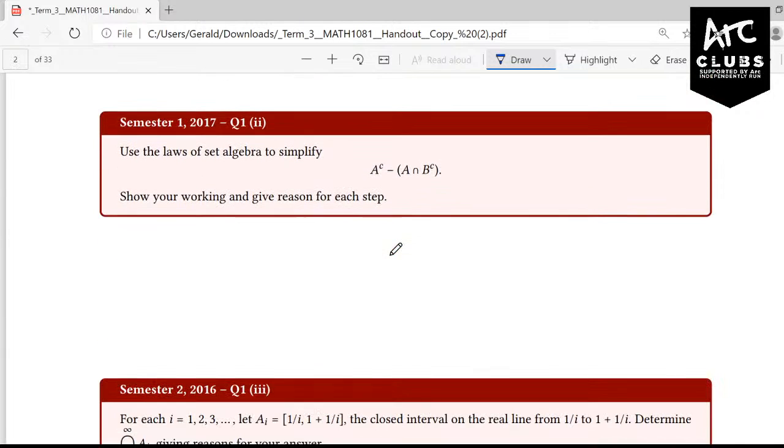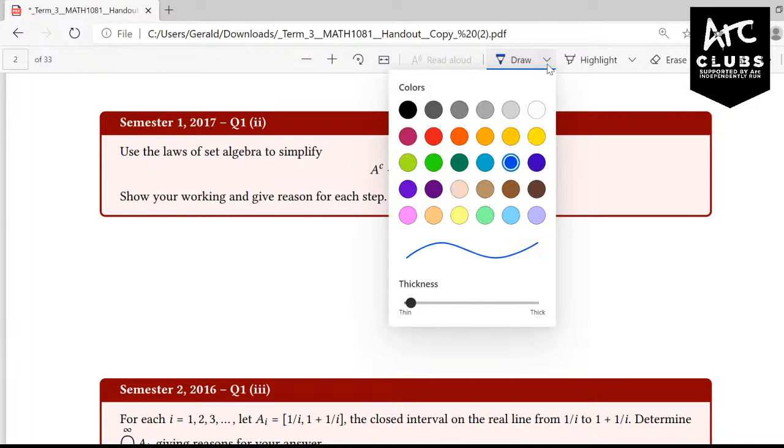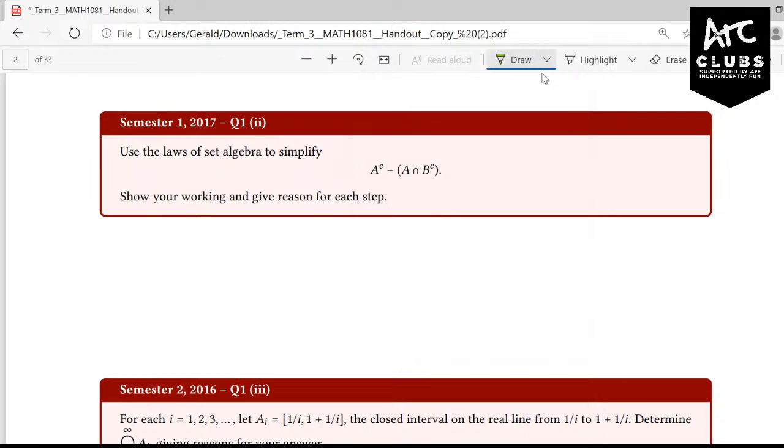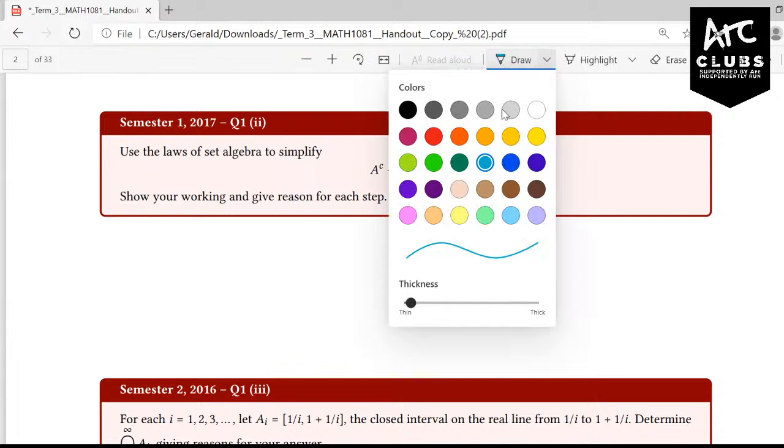Okay, so another typical question that you'll be given in set theory is using the laws of set algebra and then simplifying an expression. You always want to check to make sure that what you actually ended up with does indeed make sense. So let's think about this in terms of a Venn diagram, and let's see if our final answer does make sense with it. I'll pick red.